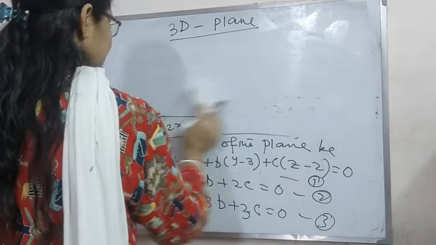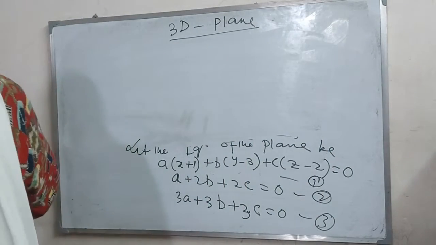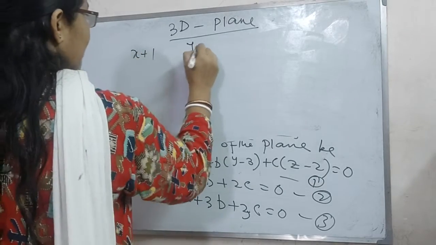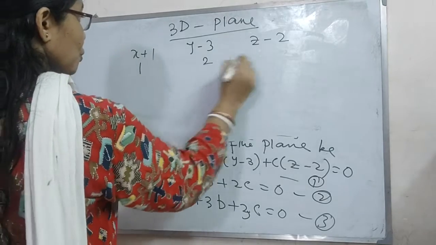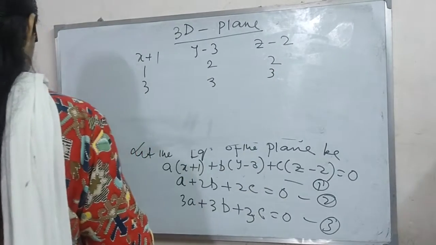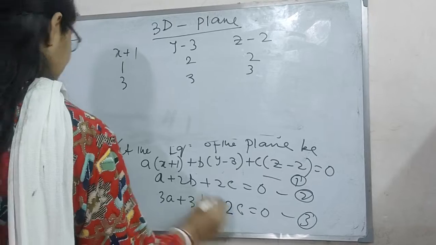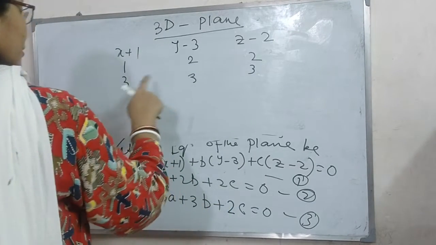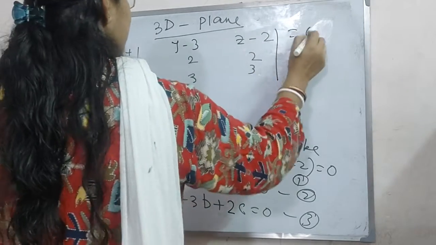Earlier I have discussed two methods. Here I use only one method. This method is the determinant with rows x plus 1, y minus 3, z minus 2; 1, 2, 2; and 3, 3, 2. Sorry, this is 2, the third row is 3a, 3b plus 2c. The determinant of this is equal to 0.